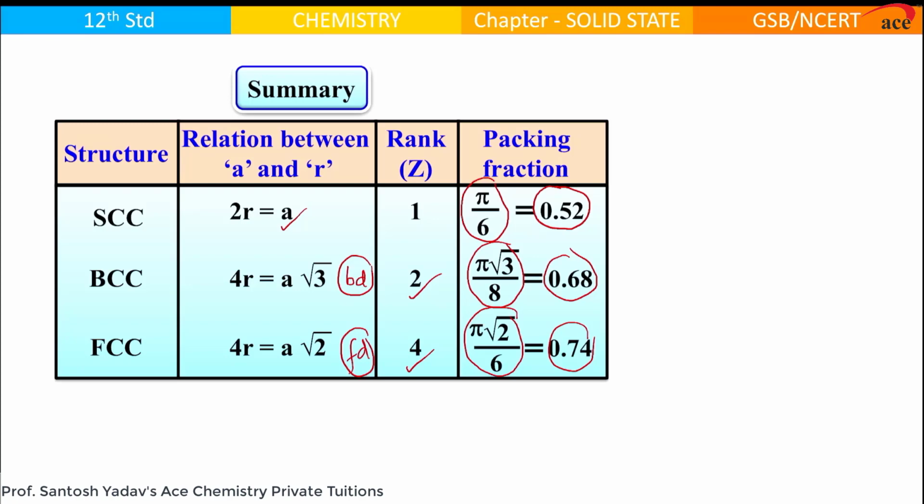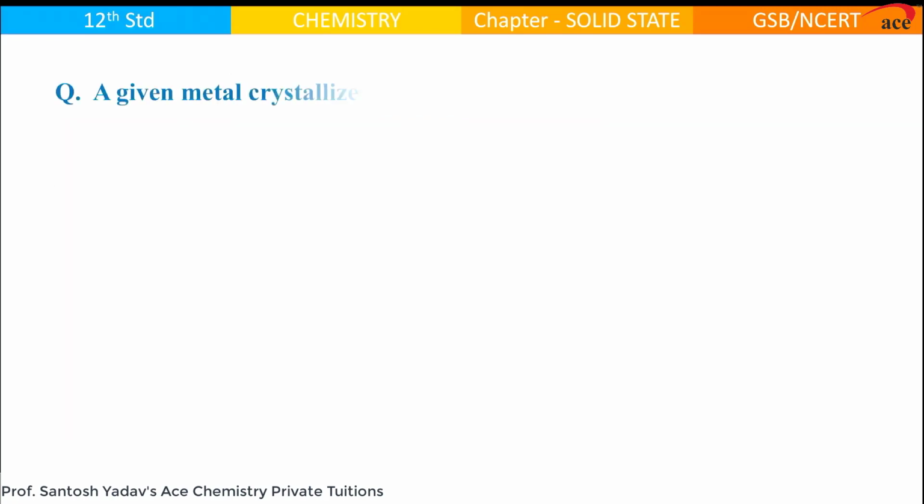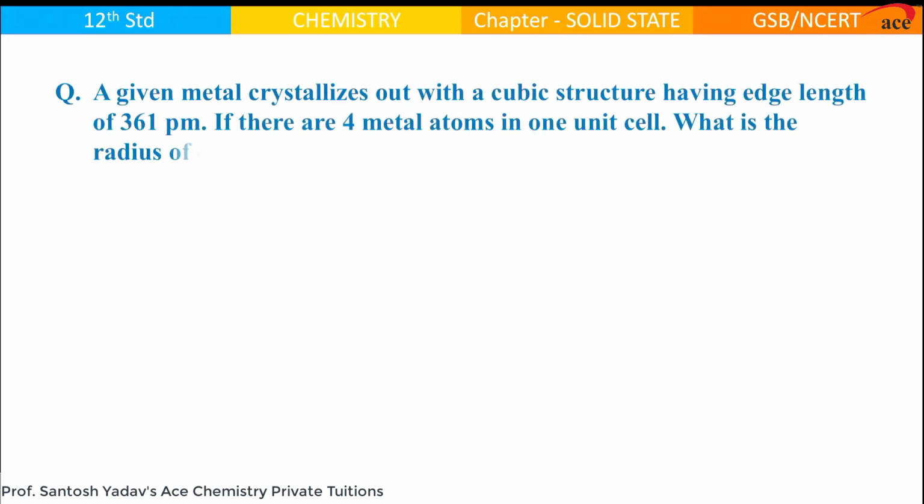So, which of them is most efficiently packed? FCC. And which is least packed? Simple cubic crystal. So, least packed is simple cubic, and most densely packed, most efficient packing, is FCC. We go to one numerical where this data is given.